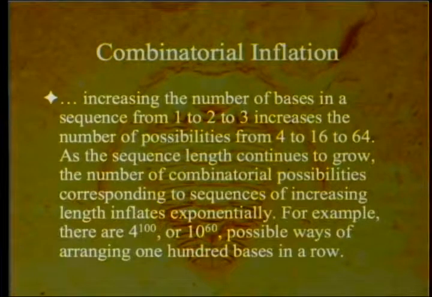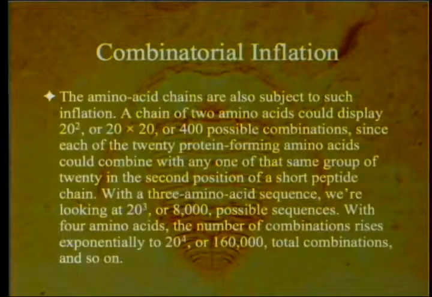Just a minute here. Increasing the number of bases in a sequence from 1 to 2 to 3 increases the number of possibilities from 4 to 16 to 64. As the sequence length continues to grow, the number of combinatorial possibilities corresponding to sequences of increasing length inflates exponentially. For example, there are 4 to the 100th, or 10 to the 60, possible ways of arranging 100 bases in a row. It's 10 to the 60.2, which is basically 10 to the 60.